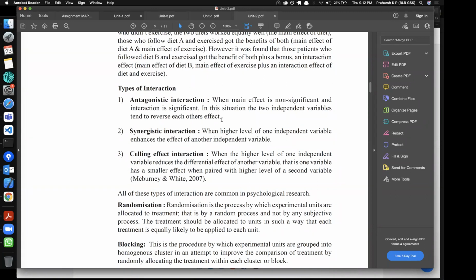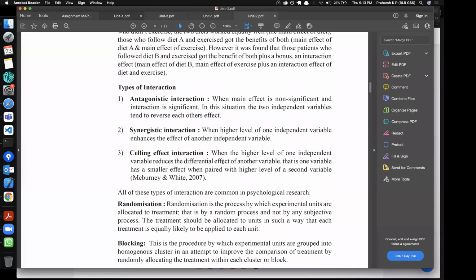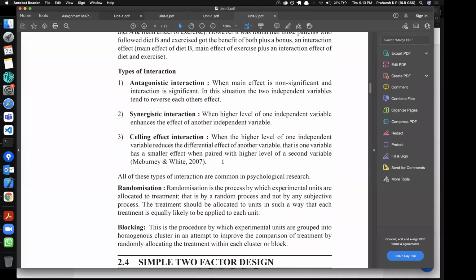So plus or minus: if there is no interaction at all, antagonistic. If there is an additional effect, it's synergistic. And if there's a reducing effect, like a negative correlation, then ceiling effect. Now, I'll give an example which will clarify these things in just a minute.